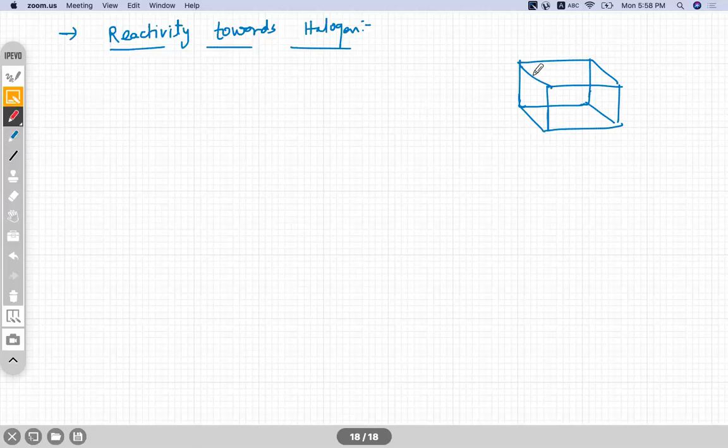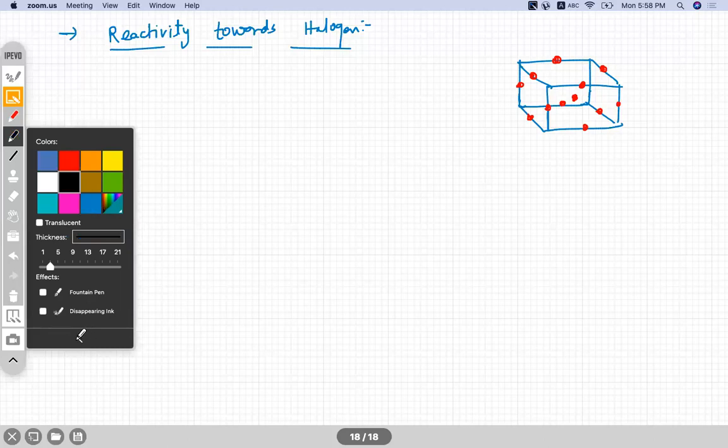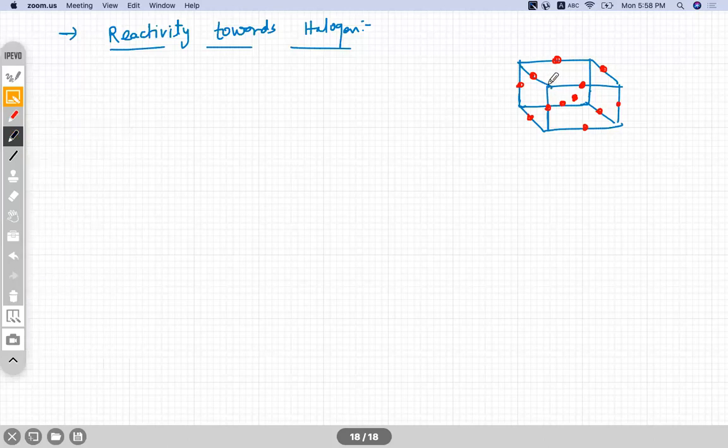In this, the Na plus is present at the edge center. All edge-centered positions have Na plus, and at the body center also Na plus is present. All the red dots you see are Na plus, and Cl minus are present at the corners. There are eight corners, so we have eight Cl minus.